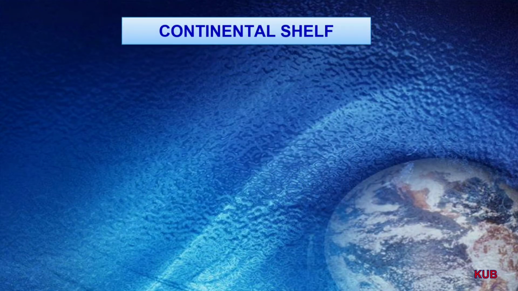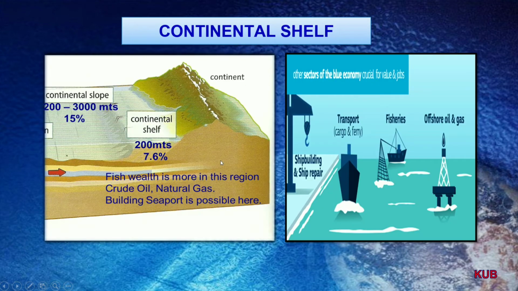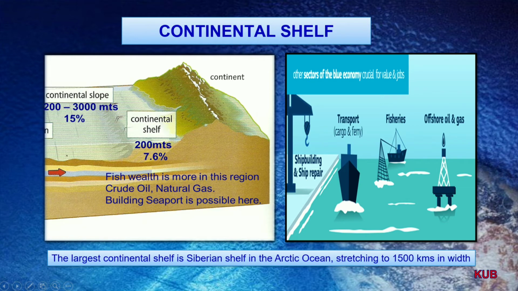Continental shelf. The continental shelf, with a depth of 200 meters, occupies 7.6% of ocean area. It is the border zone between the land and the sea. Continental shelf is important because the fish wealth is more in this region. Crude oil and natural gas are available, and building a seaport is possible here. The largest continental shelf is the Siberian Shelf in the Arctic Ocean, stretching to 1500 kilometers in width.